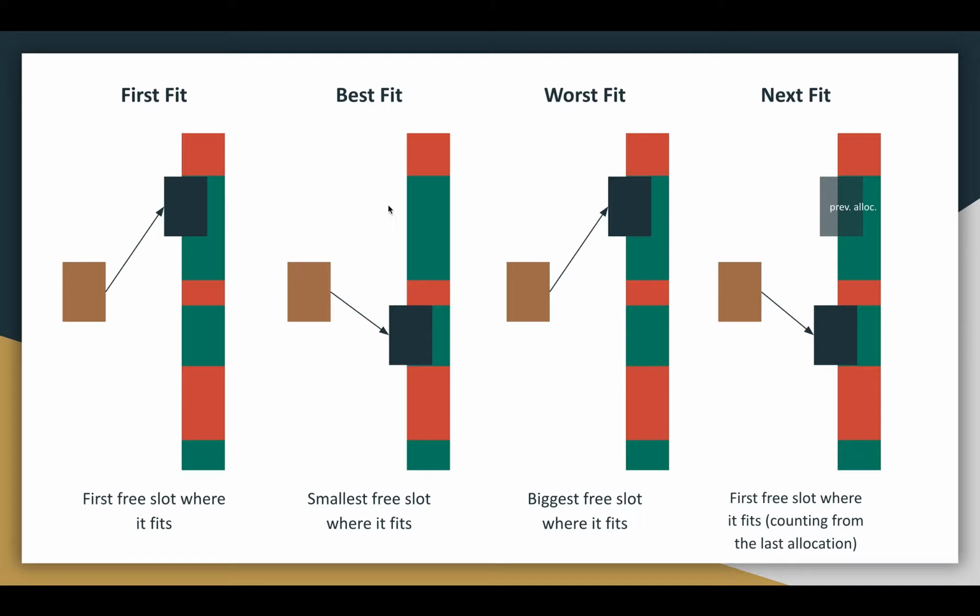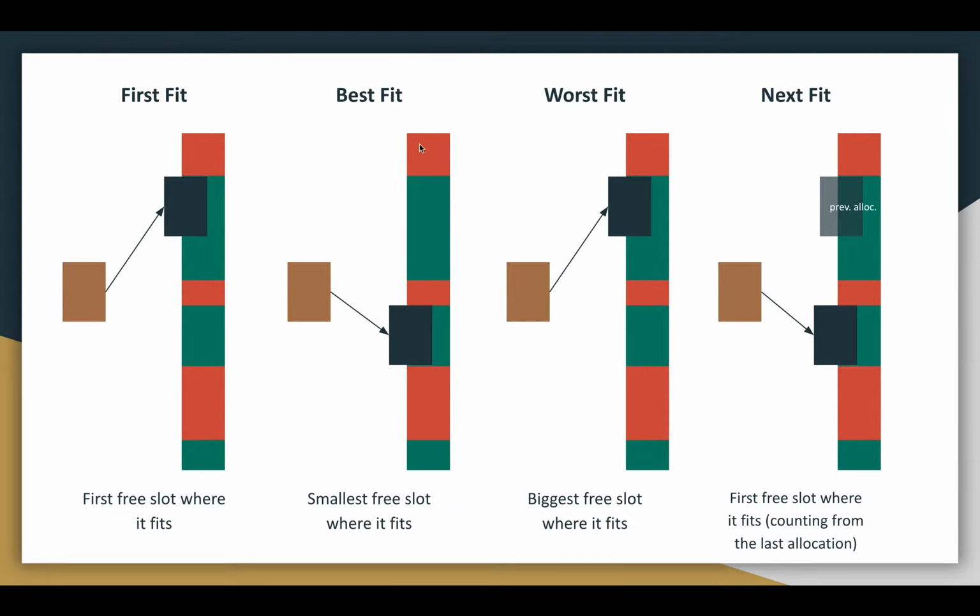The first one is first fit. This means that we'll search for the first free slot and we'll take that. As you can see in this picture, we browse from the start of the memory and pick the first free slot. Best fit means we search for the smallest free slot where our process can fit.